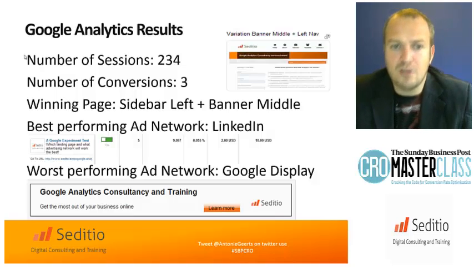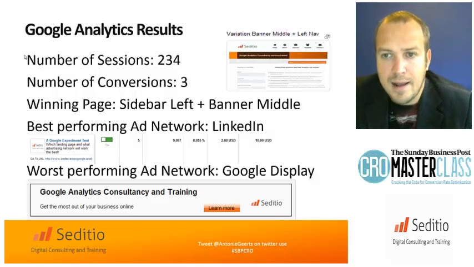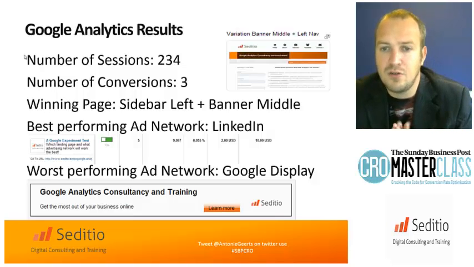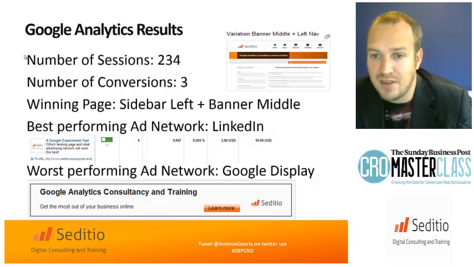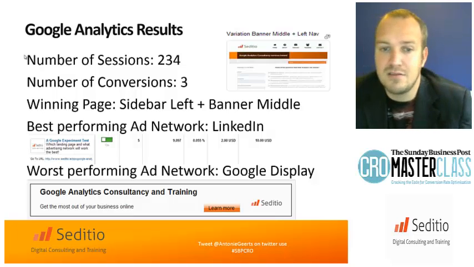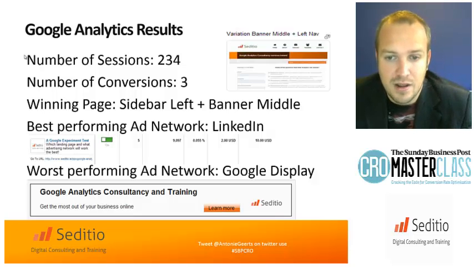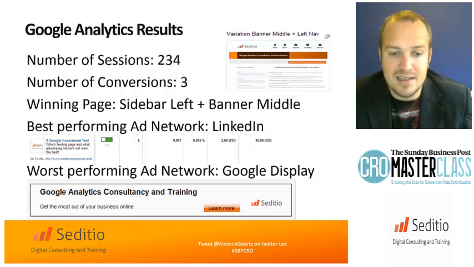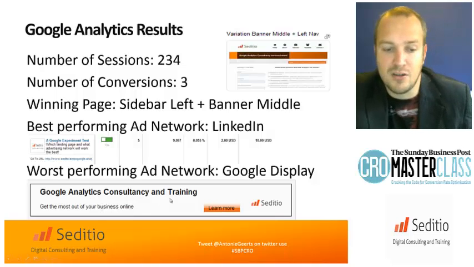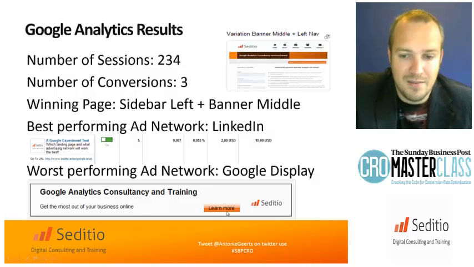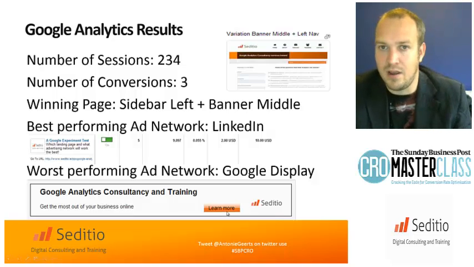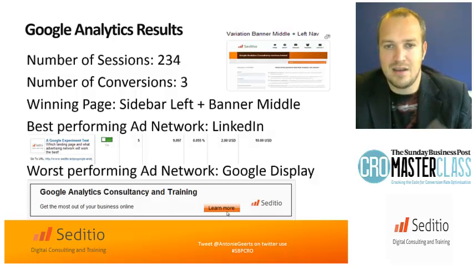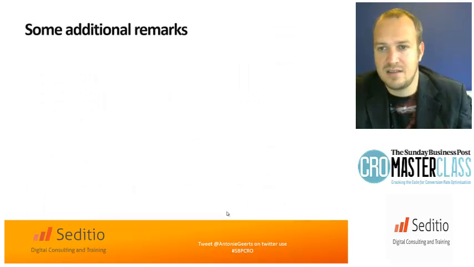So total number of sessions 234. The number of conversions 3. The winning variation was the sidebar on the left and the banner in the middle, so you see the little screenshot. That was the winning version. The best performing ad network was LinkedIn, as I showed you before. Worst performing ad network was Google Display. And again, you see this banner, this is one that Google generated automatically. It's not that bad, but it's one of those banners that end up on a mobile app, and that's the misclick, so it's not worth it.